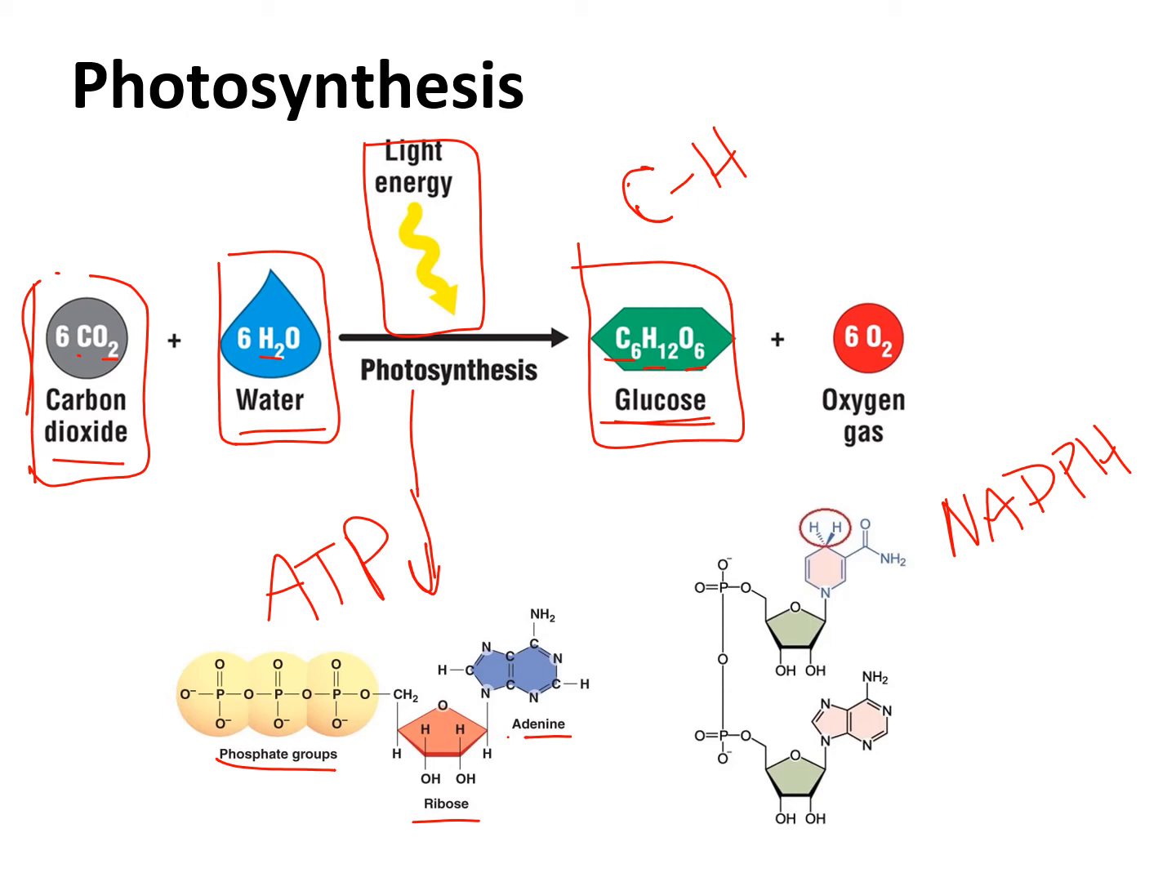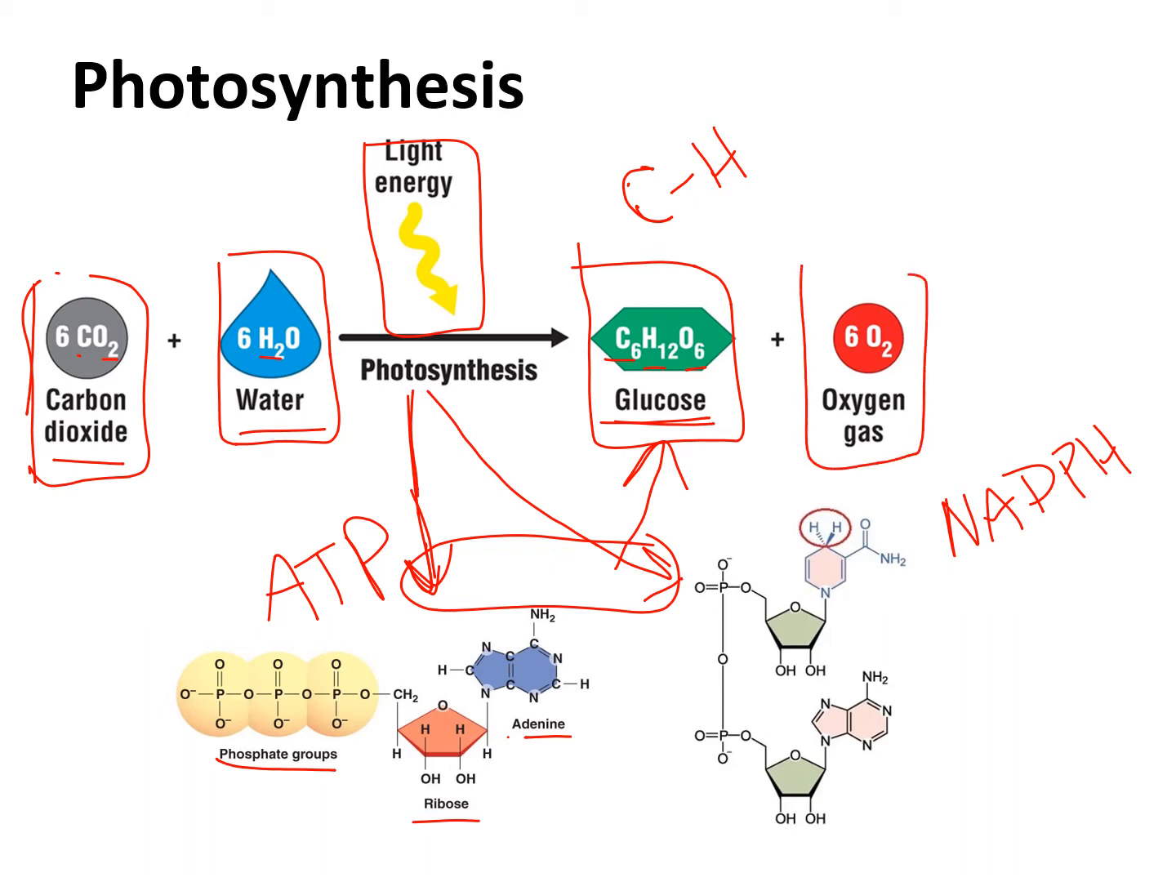So light energy is going to be converted into ATP and NADPH, and then those two forms of energy are going to be used to produce the glucose. And of course, oxygen gas is the waste product of photosynthesis, and that oxygen actually comes from the water. So the oxygen that makes up H2O is not involved in this process, and it's released as a waste product.